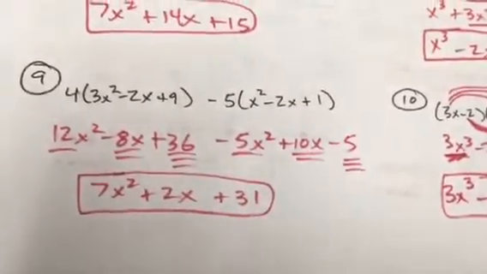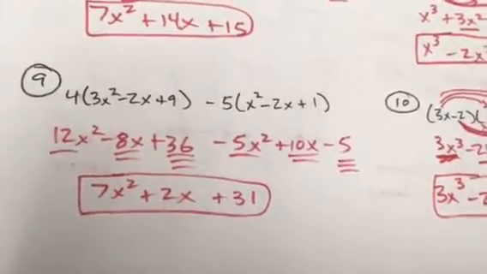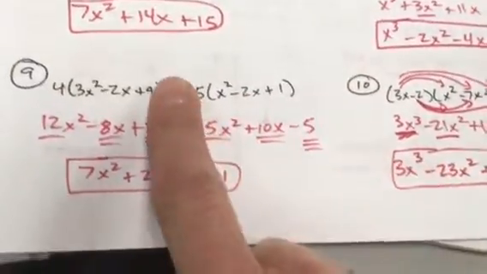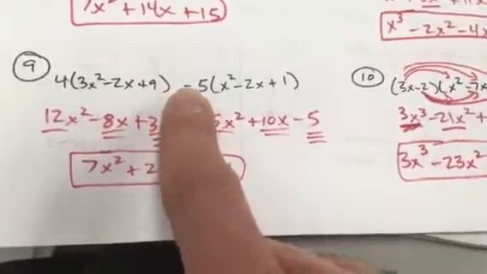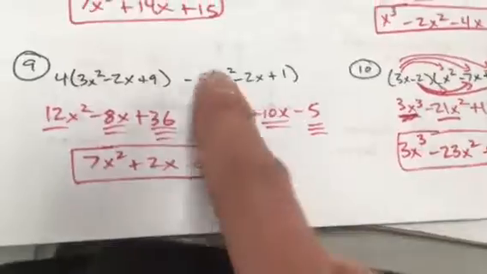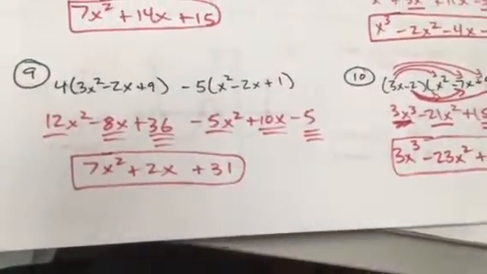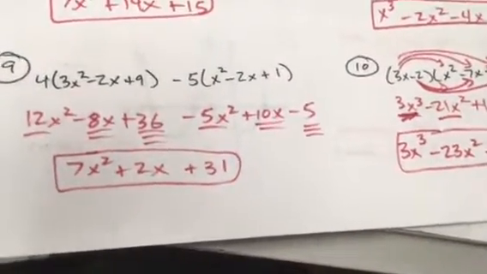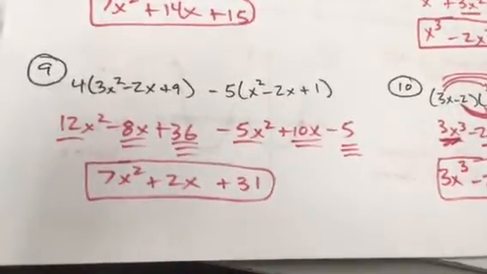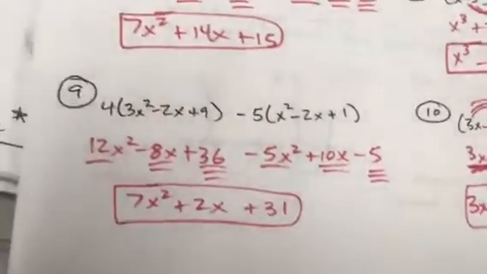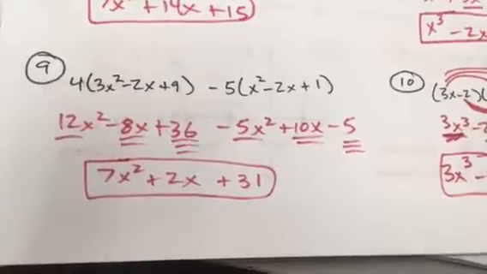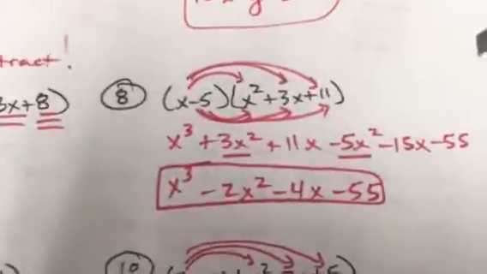Same kind of thing on 9. Distribute 4 to everything in that first parenthesis, 12x squared minus 8x plus 36. And really, guys, instead of multiplying by 5 and subtracting everything, think about this as a negative 5. Negative 5 times x squared. Negative 5 times negative 2x. Negative 5 times 1. All right, then we don't have to worry about, I multiplied by 5, now I got to subtract everything. So 12x squared minus 5x squared is 7x squared. Negative 8x plus 10x is 2x, and then 36 minus 5 is 31. Underline and combine like terms.